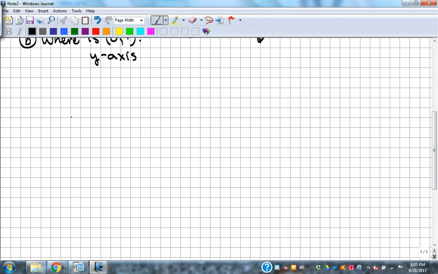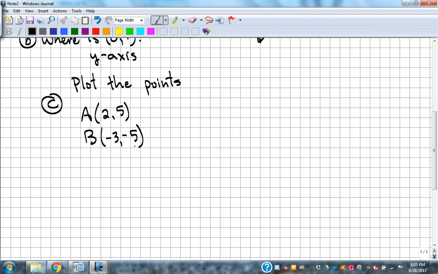Okay. We are going to plot some points here. I'm gonna draw a coordinate plane, and we're just gonna together plot some points. So example C is plot the points. I'm going to put a list of points here. A is at 2, 5. B, -3, -5. C, 0, 3. D, 3, 0. E, -4, 2. And F at 0, 0.